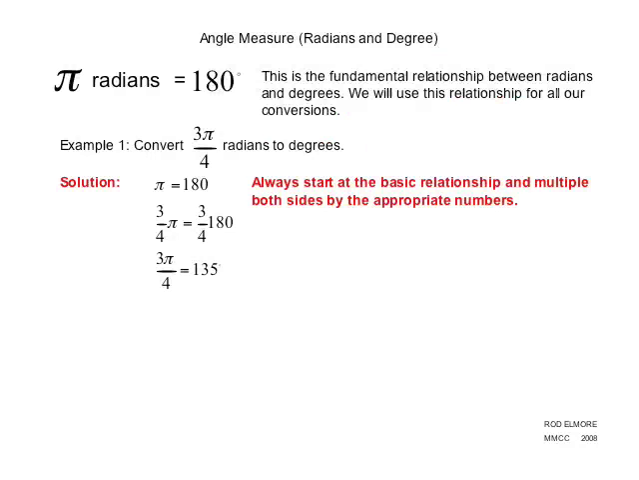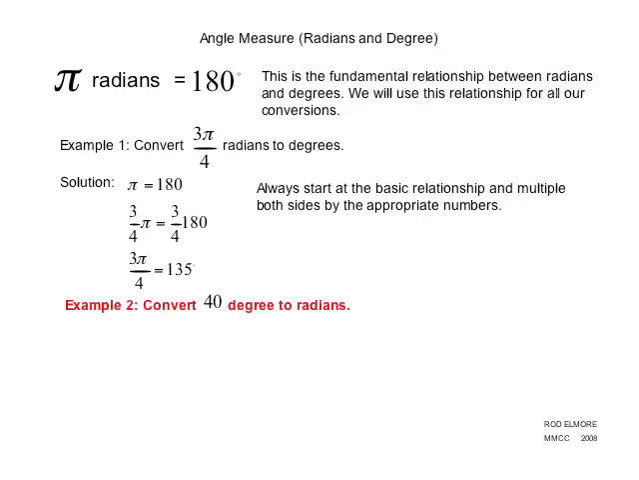So then if you want 3/4 pi, you've got to decide what do I have to do to pi to make it 3/4. Well, multiply by 3/4. So if you multiply the left side by 3/4, you should multiply the right side by 3/4. And then you'll get 3 pi over 4 equals 135 degrees. So we did our conversion.